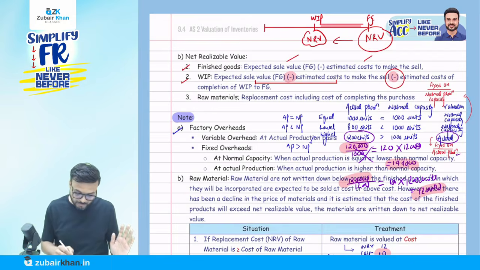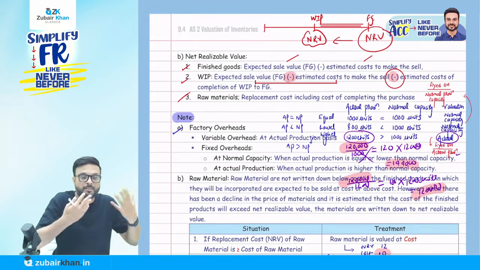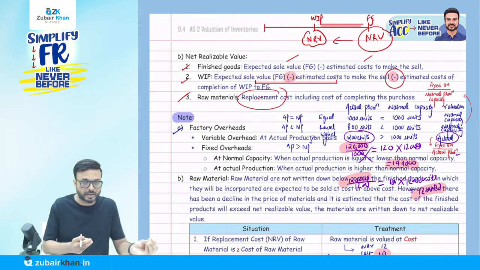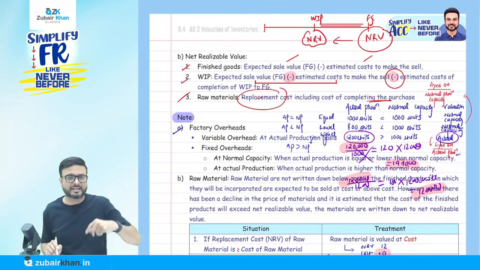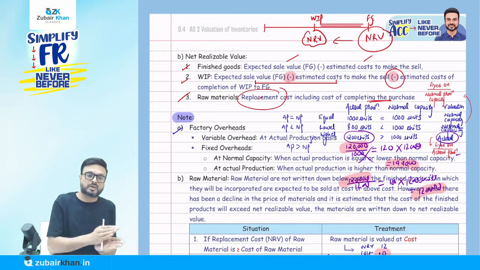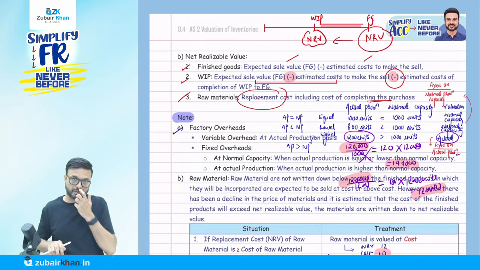But when it comes to raw material, we don't take the expected sale value because we are not going to sell the raw material in the market. So they say replacement cost, which means if we purchase a similar raw material in the market, how much it will cost us, including anything that we incur to purchase that raw material, additional cost that we also have to add. Okay, these are the NRV for finished goods, WIP and raw material.